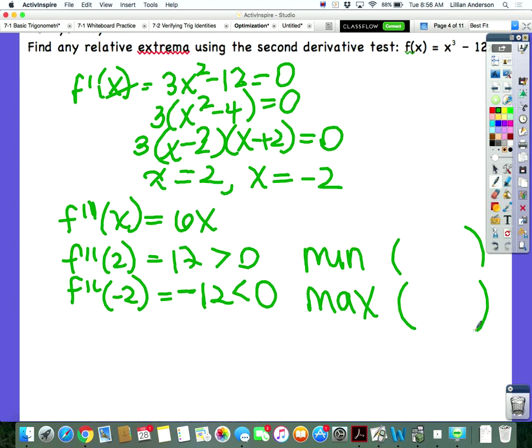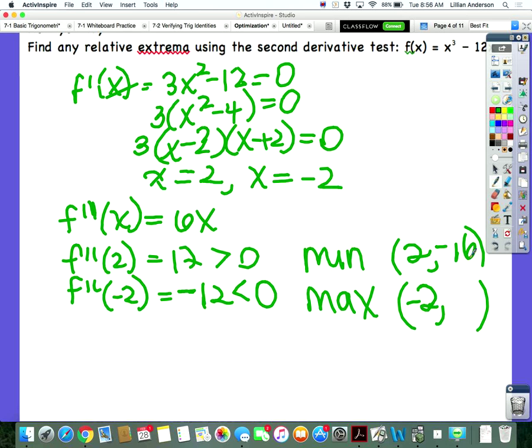How do you figure out those y values? Plug what you got into the original. So let's do that quick. Plug in positive 2, and you get negative 16. Plug in negative 2.